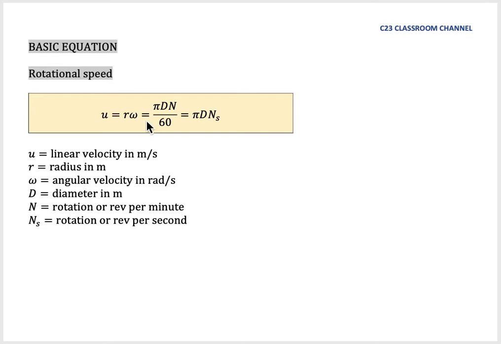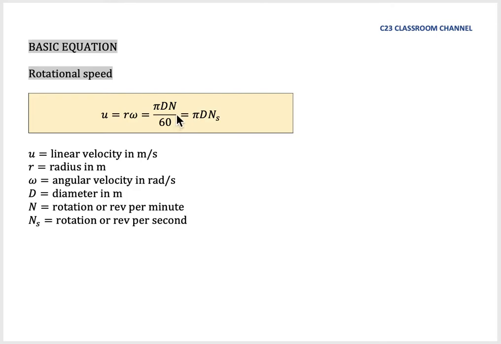And it is also equal to pi D N over 60, where pi is 22 over 7, D is the diameter in meters, and N is the revolutions per minute, RPM. We need to divide by 60 here because we must maintain the unit as meters per second. If the question gives you rotation per second, the term here becomes pi D N, because the 60 is used to convert from minutes to seconds.